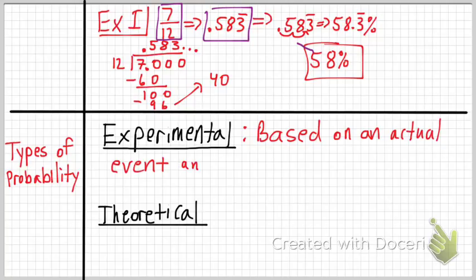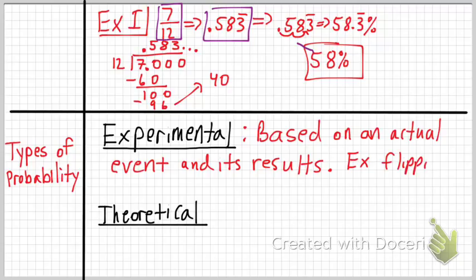And its results. This can be things like flipping a coin, or drawing a card.